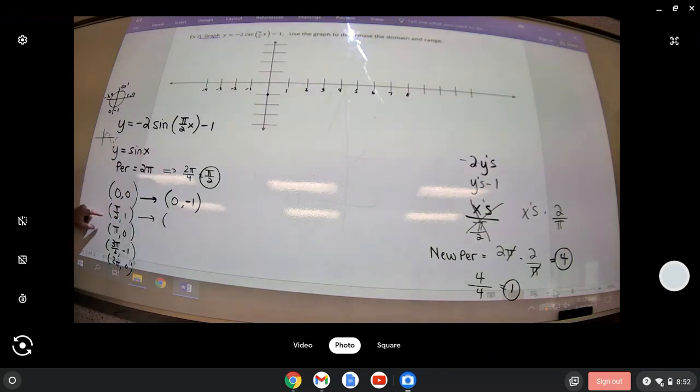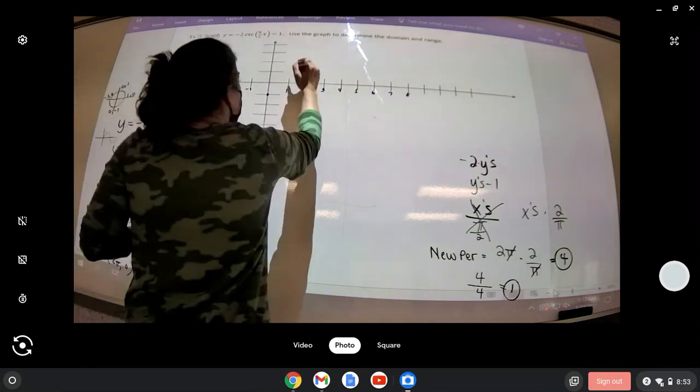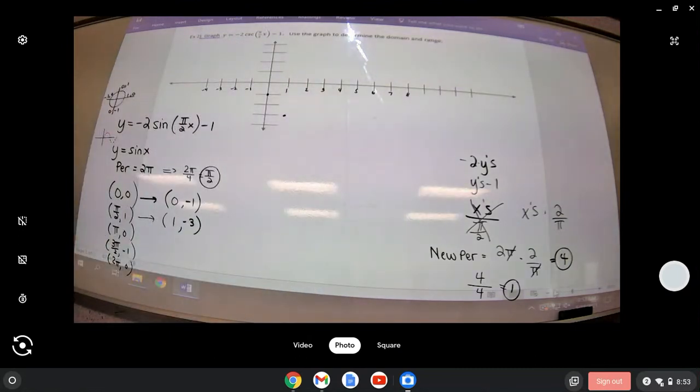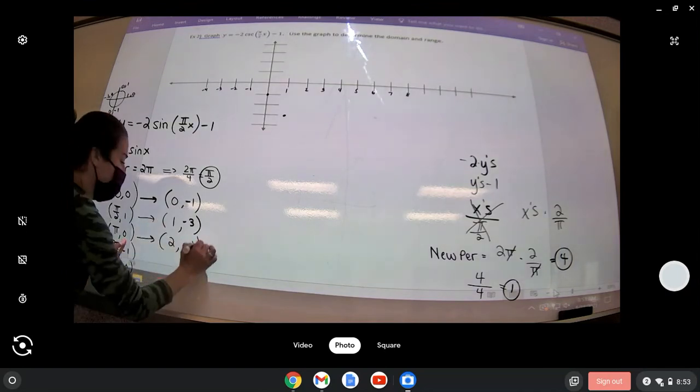So now we go to pi over 2, 1. Pi over 2 times it by 2 over pi. Everything cancels. It's 1. Take 1 times it by -2, which is -2, and then subtract 1. Now we're at -3. Okay? Pi, take it, times it by 2 over pi, and you get 2. Take 0, times it by -2, that's 0, but -1, and you still get -1.